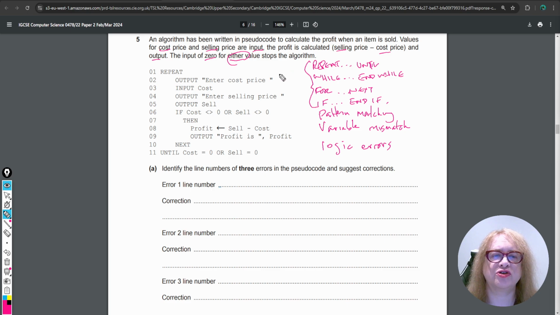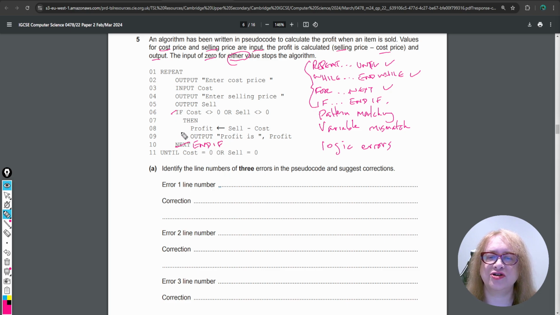So first question is, do we have a repeat? Well, yes, we have a repeat, so we're expecting an until, which we do. We have repeat until. So we're good here. Do we have a while? No, so we're good. Do we have a for? No, so we're good. Do we have an if? Yes, we do have an if. So if we have an if, we're expecting an end if. Instead of an end if, we've got a next, which of course should have been with the for. So we know that instead of next, that should be end if.